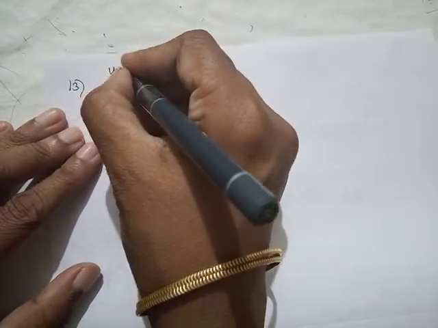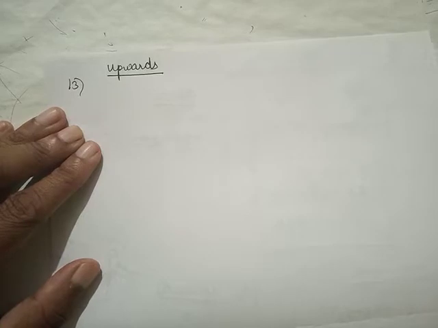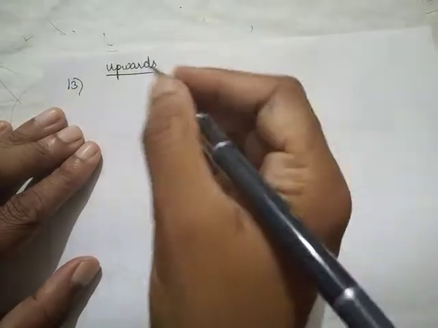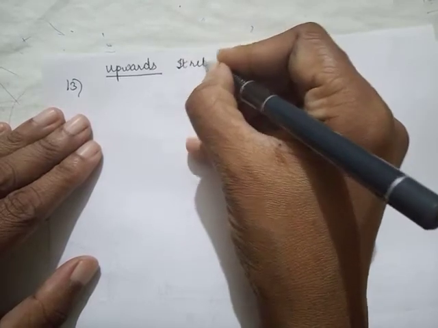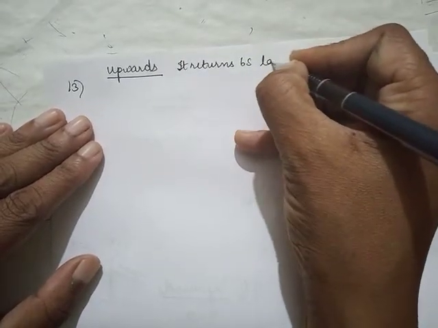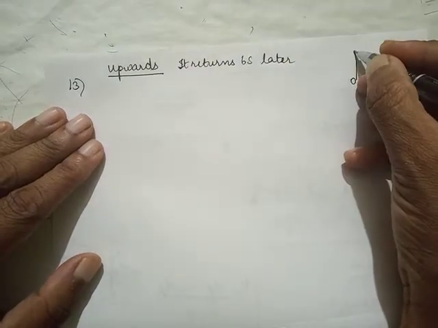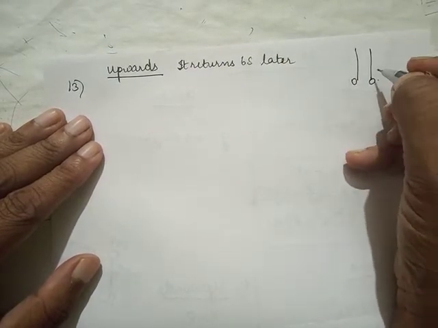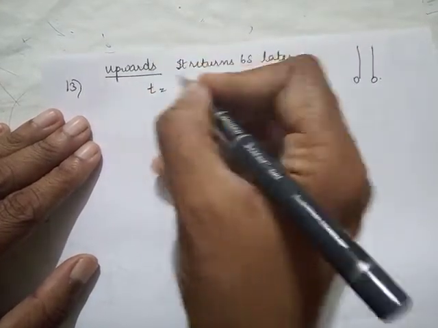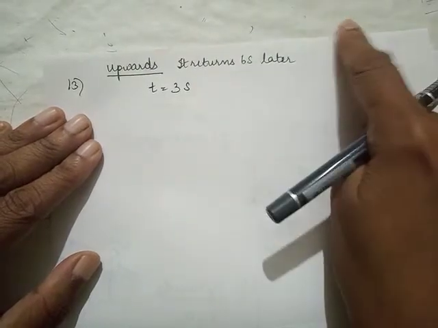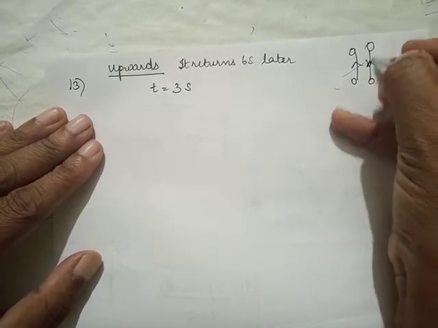Okay, next one, we'll be doing the 13th numerical. A ball is thrown vertically upwards. It returns 6 seconds later. In the sense, you have thrown it up, it goes up and then comes down after 6 seconds. What does it mean? Time taken for the upward journey is 3 seconds. For one journey it is 3 seconds.